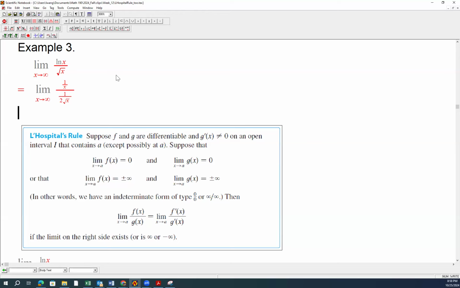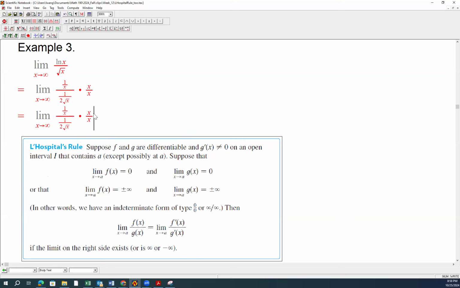We have root x in the bottom. We have 1 over x. So we're going to multiply the common denominator. The common denominator will be x, right? So we're going to multiply x in the top, multiply x in the bottom. And then we got the following.